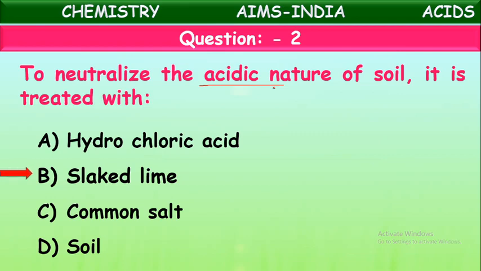Now slaked lime. What is this slaked lime? Calcium hydroxide. Its chemical formula is Ca(OH)2. It is called slaked lime. This is spread on the soil which is acidic in nature. Since slaked lime is basic, it reacts with the excess acids in the soil, and hence it is neutralized. Okay. Next question.